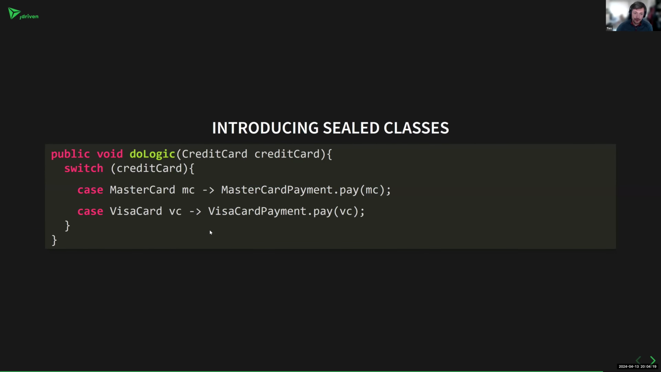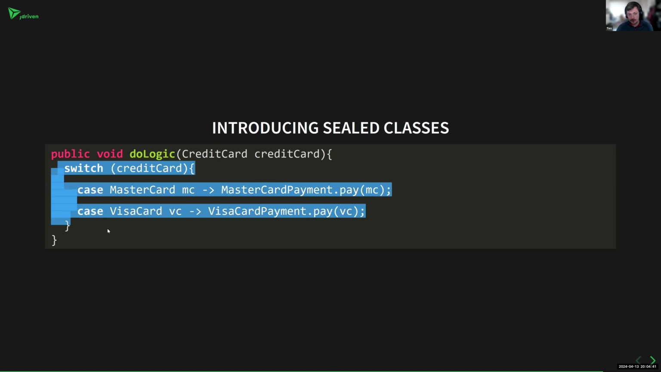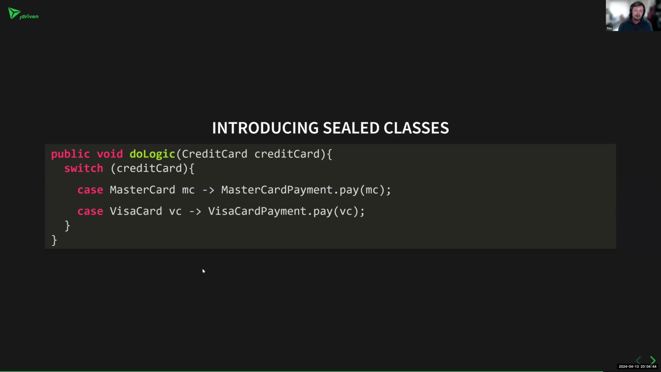Since the compiler knows these are the only two possible implementations, if you use IntelliJ or something, it will even complete the whole pattern match for you with Alt Enter, because it knows all the possible implementations of the credit card. And if you ever add or remove a credit card in the future, this switch statement no longer compiles. So finally, we have our compile time safety back again.